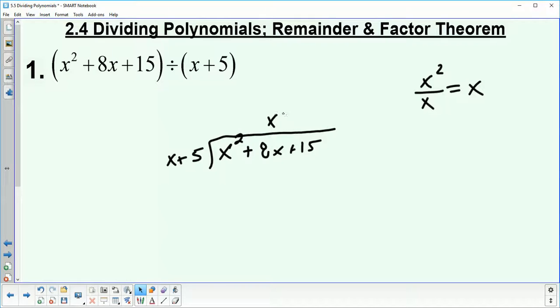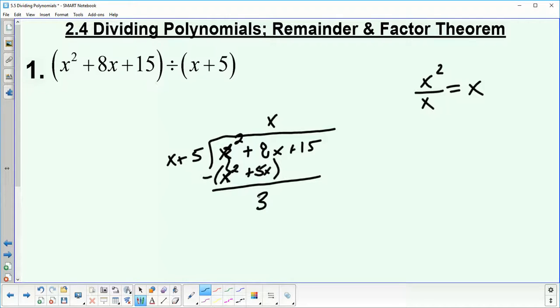Okay, so that was all the way through B, I believe. And now this is the part where I said we need to distribute. So we're going to take this value, that x, times both of these. x times x gives us x squared, and then x times 5 gives us 5x. Now I tend to put parentheses around here because I need to remember that I am subtracting those two from these two. So x squared minus x squared, those should always cancel out. And then we're doing 8x minus 5x, and that's going to give me 3x. So I bring down my next term, and that's plus 15.